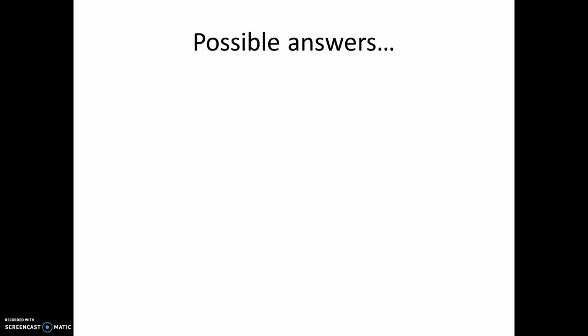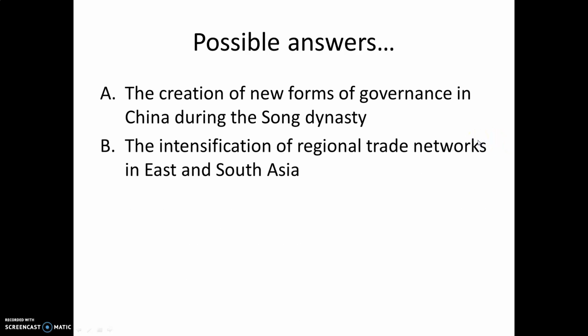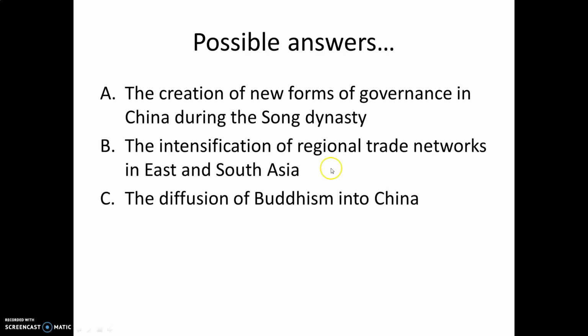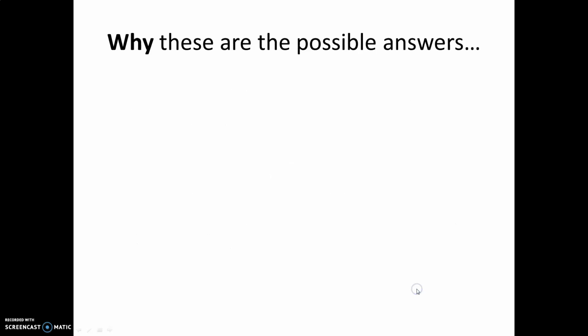Now we have a few possible responses. New forms of government during the Song Dynasty. All right, so maybe it's the theme of governance that we're taking a look at. Or maybe economic systems, intensification of regional trade networks. Maybe it's culturally based, diffusion of Buddhism into China. Or economic, yet again, creation of powerful new trading cities along the Silk Road. All right, so we have 4 possible choices.